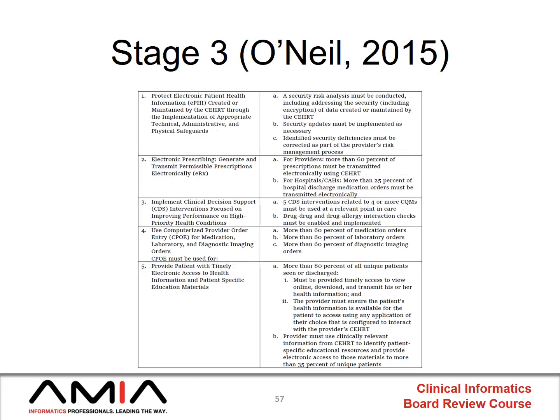This slide lists the categories for stage 3, which are somewhat similar, though not identical, to those of modified stage 2. They continue the structure of having broad goals and then individual goals within each category. So we see that the categories here are, again, somewhat similar to those in modified stage 2: protecting electronic health information, electronic prescribing, clinical decision support, CPOE, and providing patients access to their records and patient-specific educational materials.